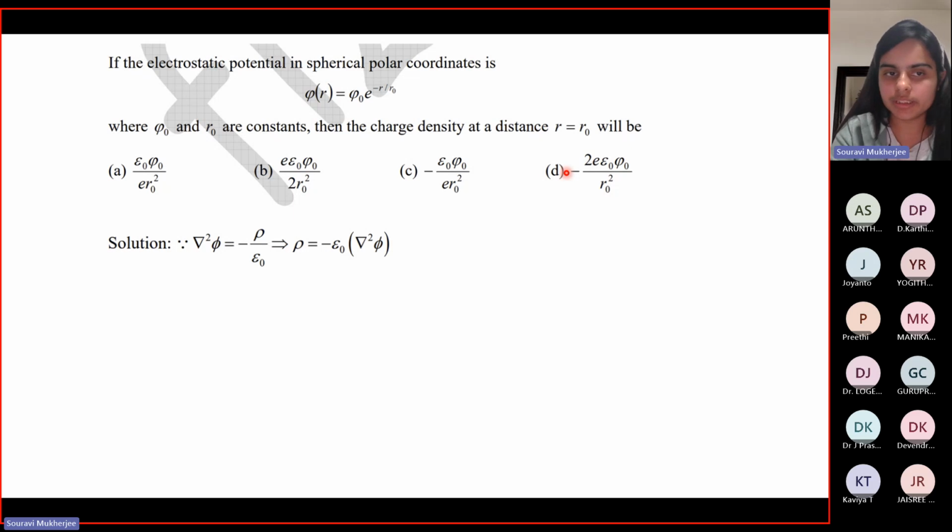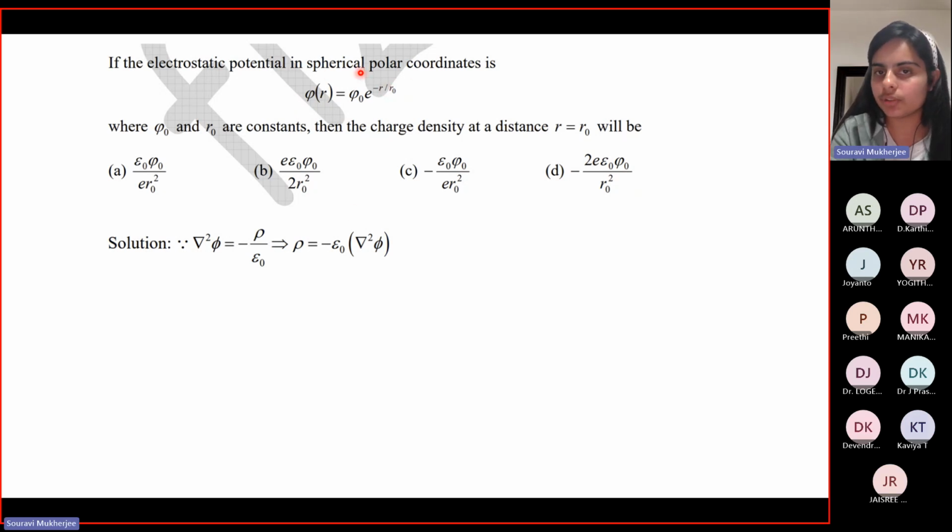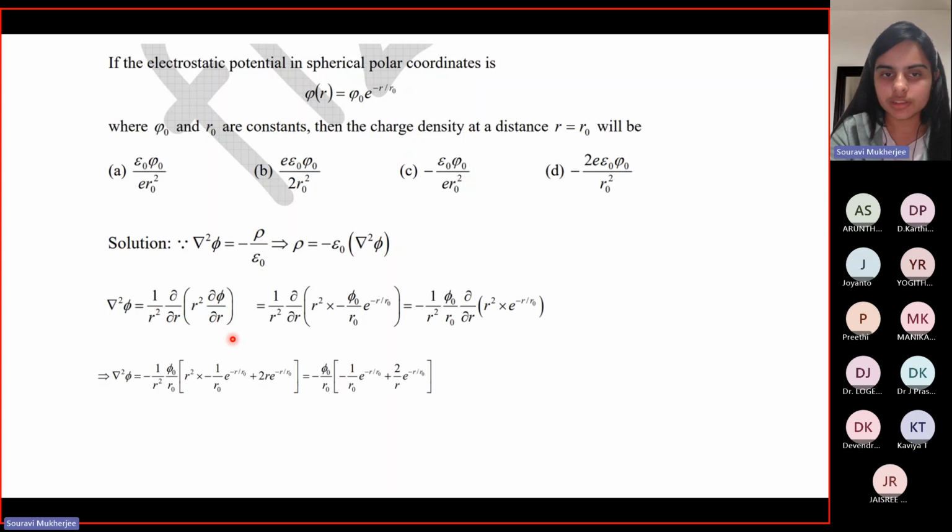So how do we do it? This is your Poisson equation. So we have to find del square phi. Because it's in spherical polar coordinates, you have to use the expression of del square in spherical polar coordinates. So this is the expression that you will be using. You have to practice this so that you remember the expressions and get used to such numericals.